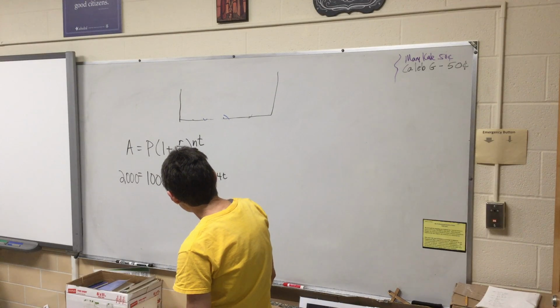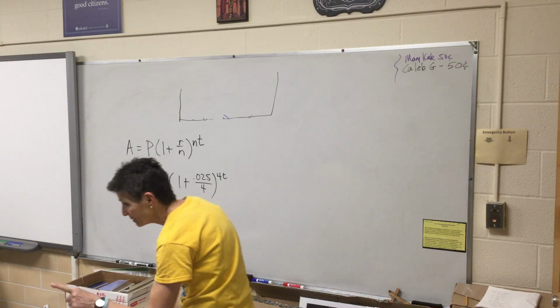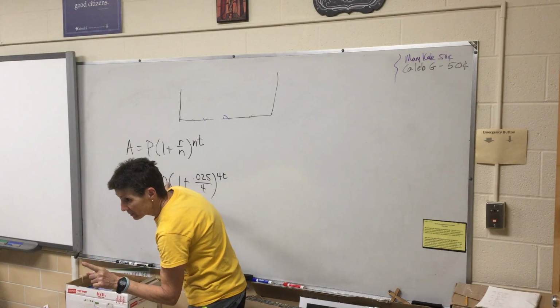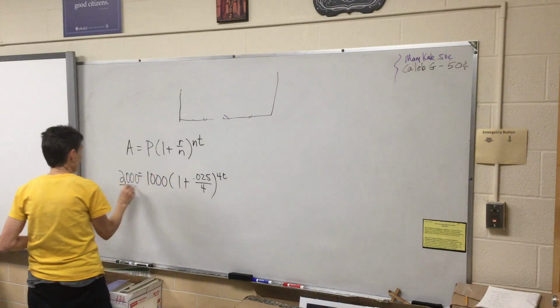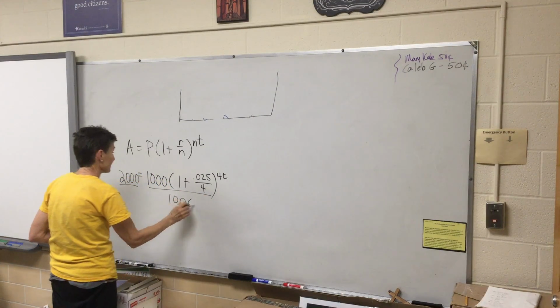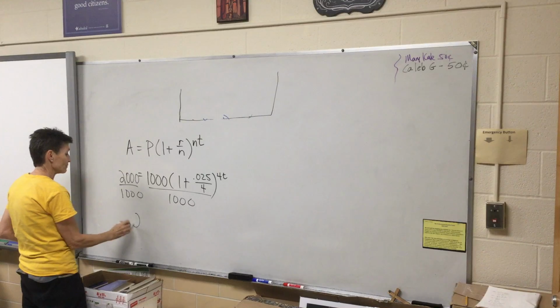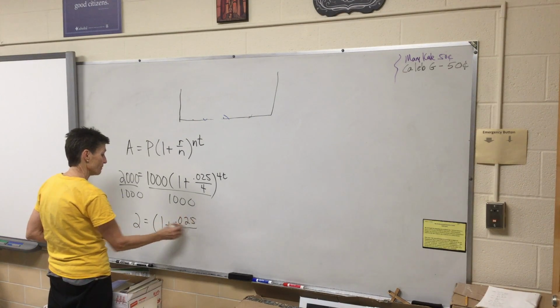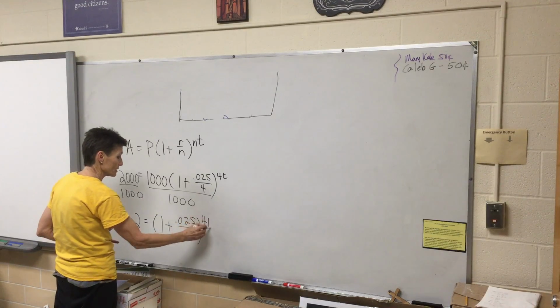Couldn't you subtract 1,000? You don't subtract it, but you get rid of it. How would I get rid of it? This is a multiply here. Oh, you divide. Yep. So we're going to divide by 1,000. That's exactly right. So we have 2 equal to 1 plus 0.025 over 4 to the 4t.